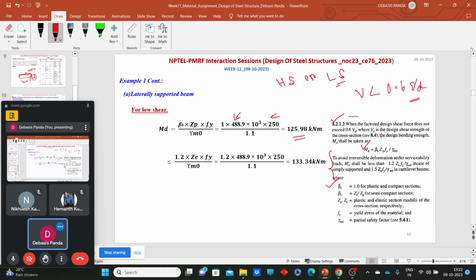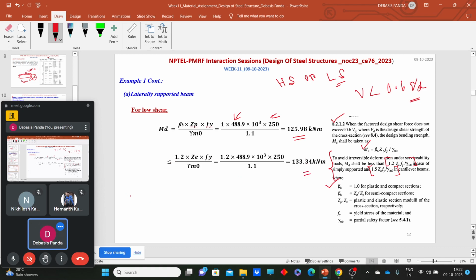For these cases, the code says if the beam is simply supported, then your design bending strength should be less than or equal to 1.2 Zp fy by gamma m0. And if the beam is a cantilever type of beam, then you need to check for 1.5 Zp fy by gamma m0. For our case, the beam is a simply supported beam. So let's put all these values and calculate it here. That comes as 133.34 kilonewton meter.